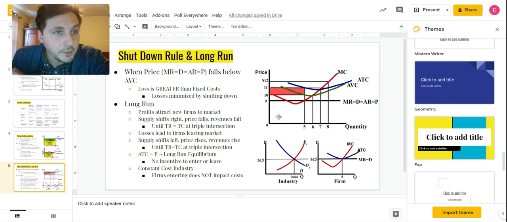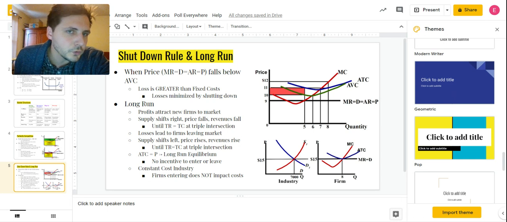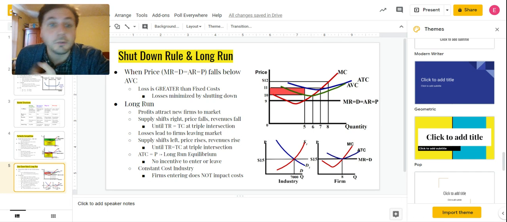A shutdown rule is pretty simple. Whenever the price or MR, D, AR, P, which is all the same thing, so whenever marginal revenue, whenever demand, whenever average revenue, or whenever price, any one of those is correct, falls below average variable costs, then you should shut down, right?